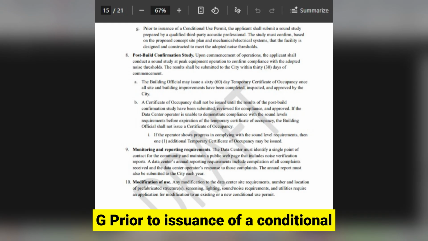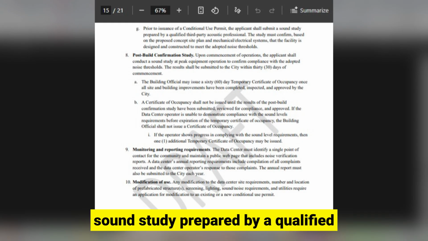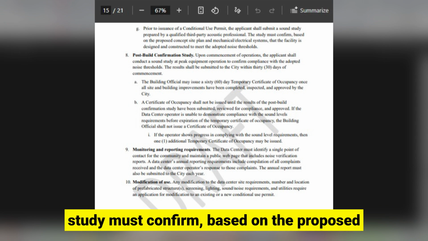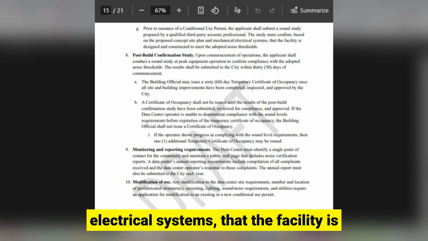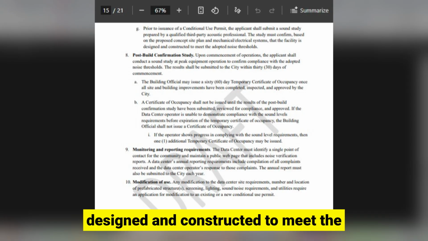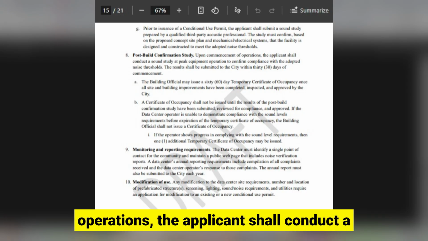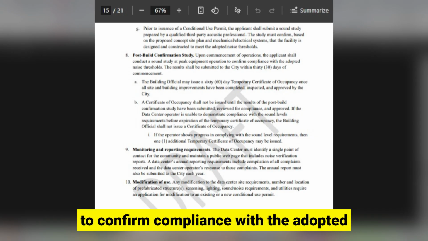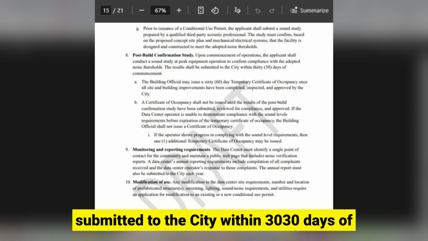G. Prior to issuance of a conditional use permit, the applicant shall submit a sound study prepared by a qualified third-party acoustic professional. The study must confirm, based on the proposed concept site plan and mechanical/electrical systems, that the facility is designed and constructed to meet the adopted noise thresholds. 8. Post-build confirmation study. Upon commencement of operations, the applicant shall conduct a sound study at peak equipment operation to confirm compliance with the adopted noise thresholds. The results shall be submitted to the city within 30 days of commencement.